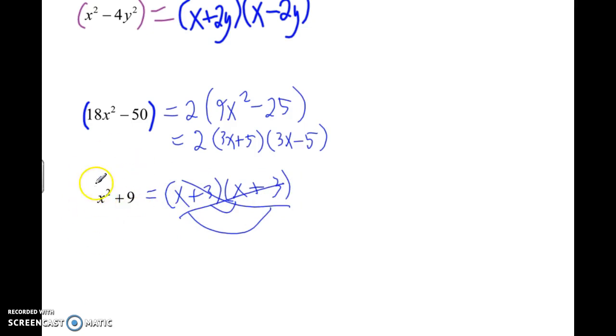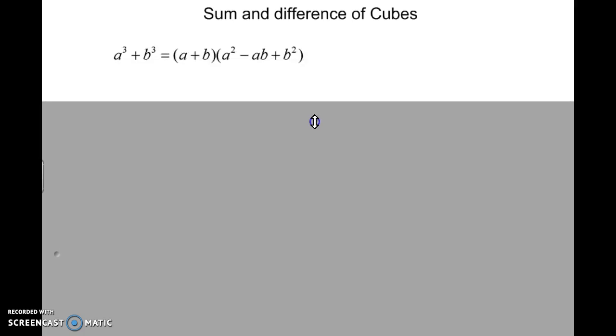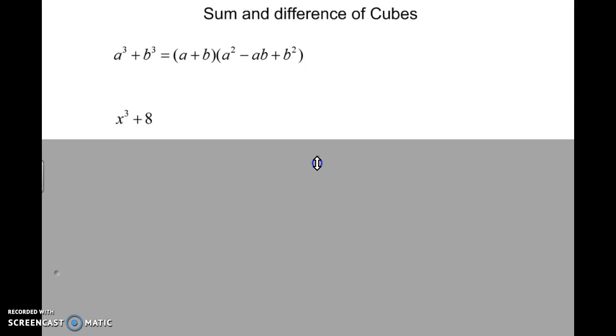So some things are going to come to you and you just go, cannot factor. And there's no answer. There's no simplified form of that. So not everything will factor. Sum and difference of cubes, you need to memorize these formulas for the quiz and for the test for sure. This fits the form.